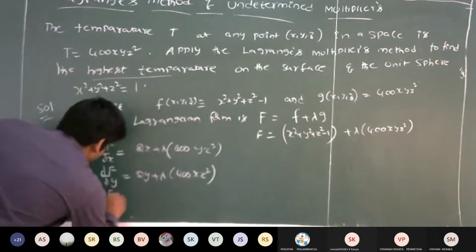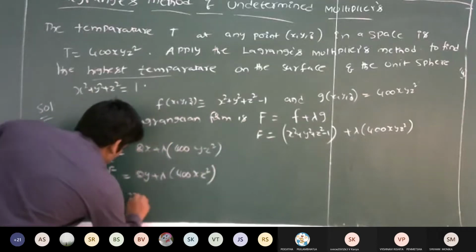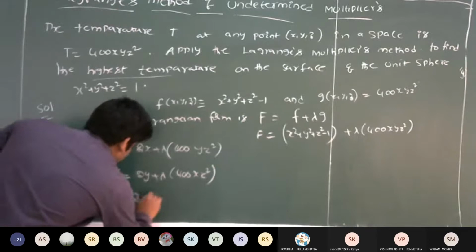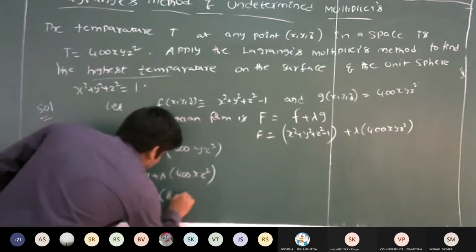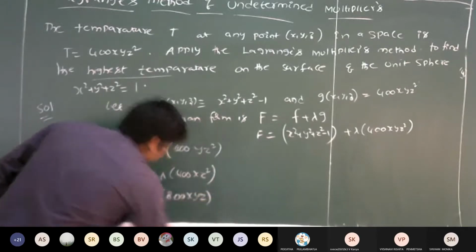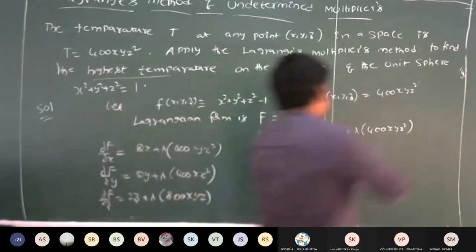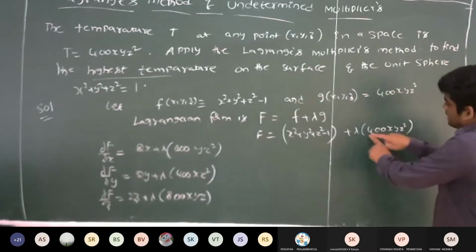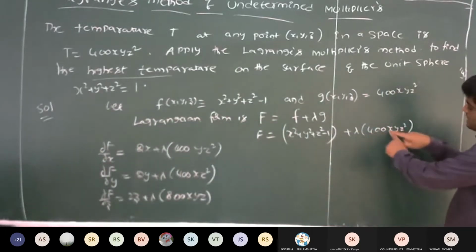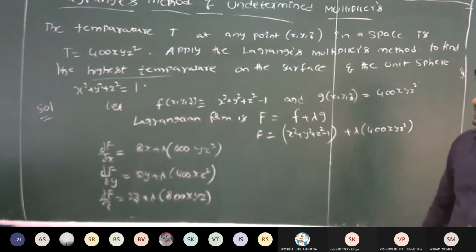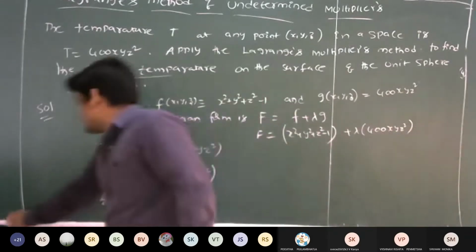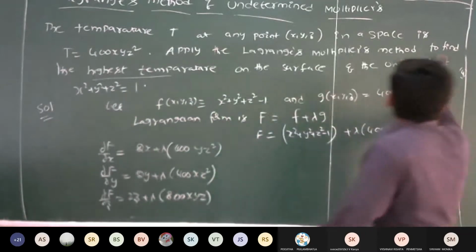Next, ∂f/∂z. This is 2z plus lambda into 800 x y z. Is it correct? So this is 2z, 800 into x y z. So we are calculating the values, that is the first order derivatives. What is the next step?